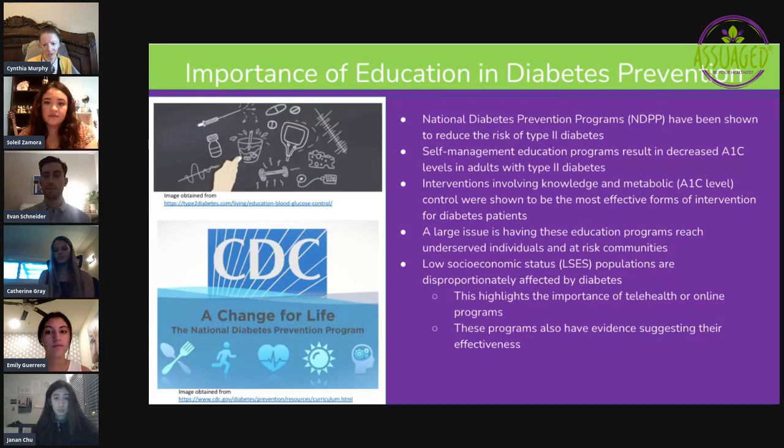A1C level is basically a blood test that measures your blood sugar levels over the past 3 months. Interventions involving knowledge and metabolic control were shown to be the most effective forms of intervention for diabetes patients. What this means is that an intervention that educates the participant and teaches them how to control their metabolic levels is the most effective way of either preventing diabetes or preventing it from getting even worse than it is.